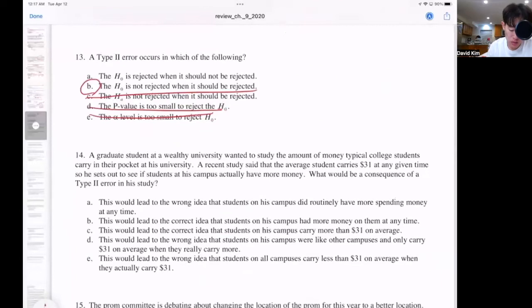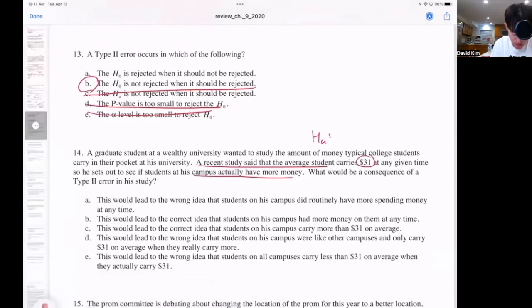Number 14, a graduate student at a wealthy university wanted to study, and so on. A recent study said that the average student carries $31. So he sets out to see if the students at his campus actually have more money. So let's declare the alternative hypothesis as, not the proportion, but the mean, the average amount of money that the student carries around at any given time, is more than $31. So the null hypothesis would be when mu is equal to 31. The consequence of a type 2 error in the study means that you failed to reject the null.